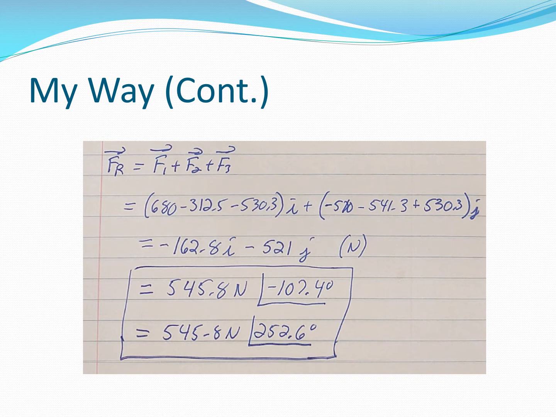Well, I got negative 162.8 for the i direction, and negative 52.1 for the y direction. I put those into my calculator to convert them back to polar. Polar is the same thing as scalar and magnitude, and I got 545.8 at minus 107.4 degrees from my calculator. Now that is from the positive x-axis.